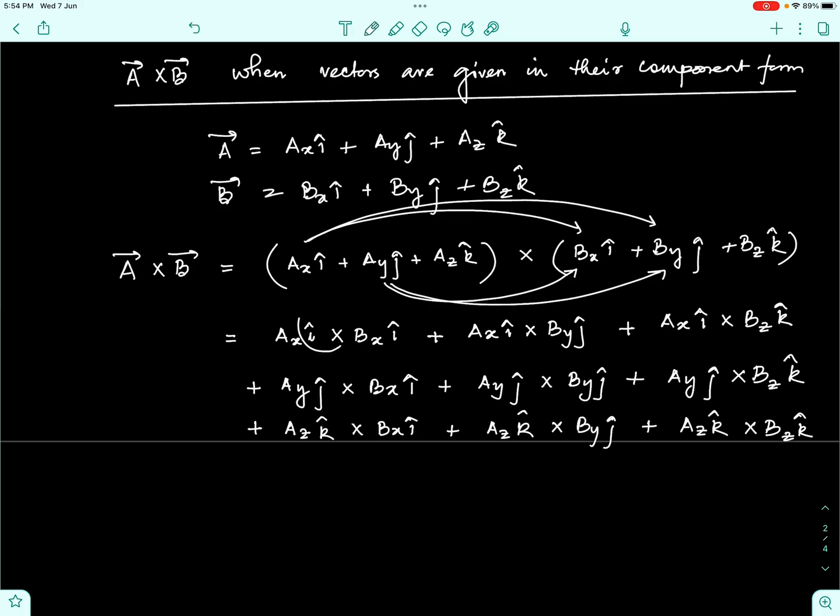Now, recalling things that we did earlier, here we have i cap cross i cap, which is 0, so the first term will go away. i cap cross j cap is k cap.